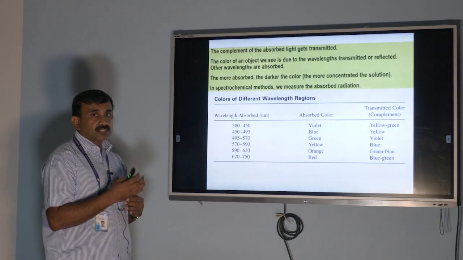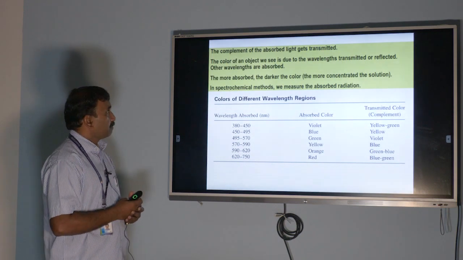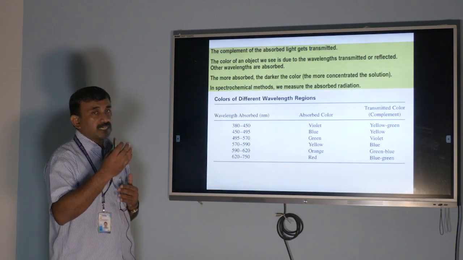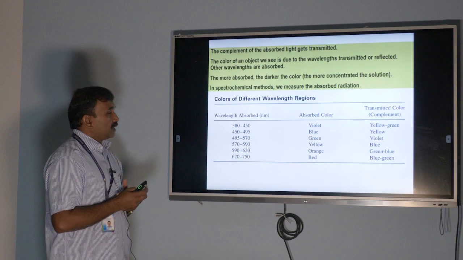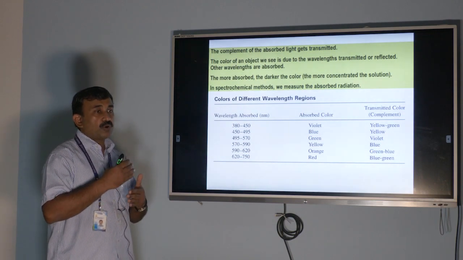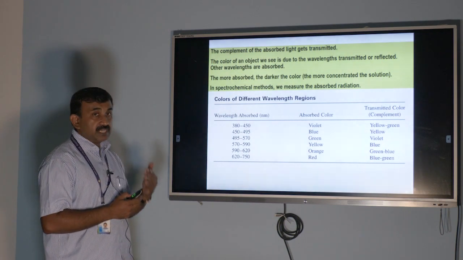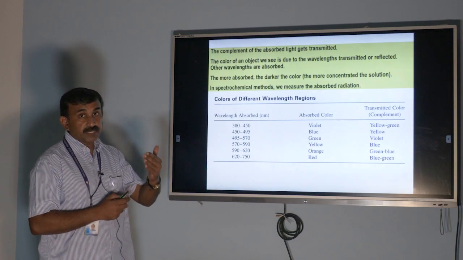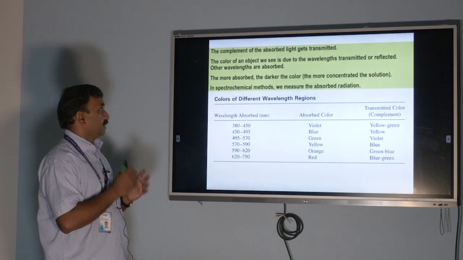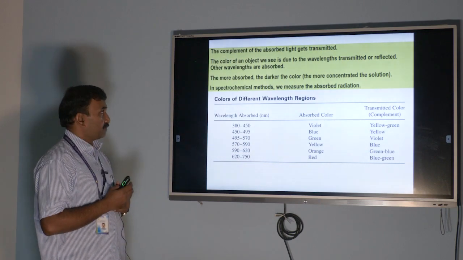When light interacts with matter, a portion of the light is absorbed and another portion is transmitted. That means a particular wavelength is absorbed and a complement color is transmitted. The color of an object we see is due to the wavelength transmitted or reflected. All other wavelengths are absorbed. So, the more light absorbed, the darker the color.